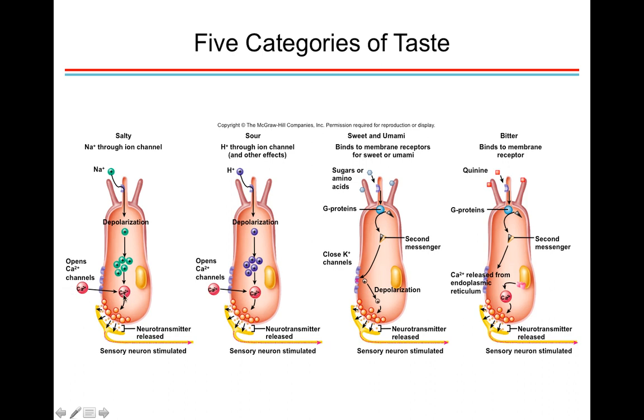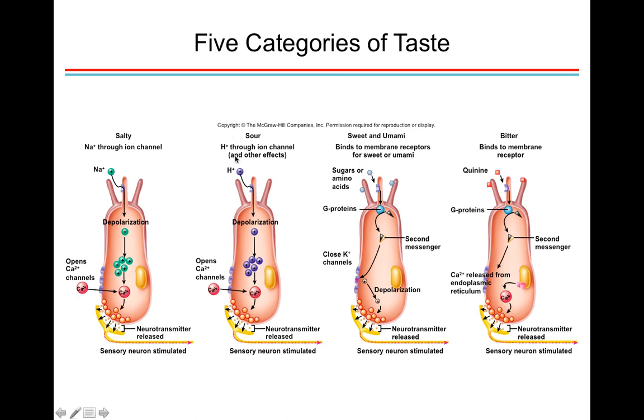When calcium rushes in, it'll complex with some proteins that are involved and required for exocytosis, right? So calcium is required for exocytosis by binding to a protein and activating it to help with the exocytosis of neurotransmitter, right? And then the sensory nerve is going to be stimulated.